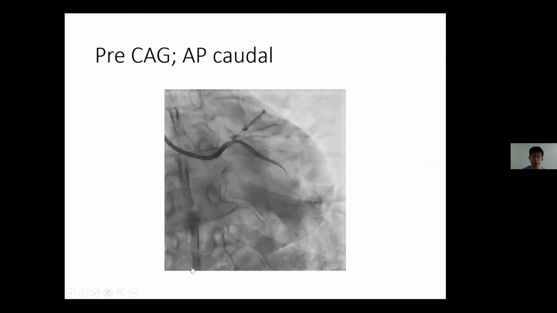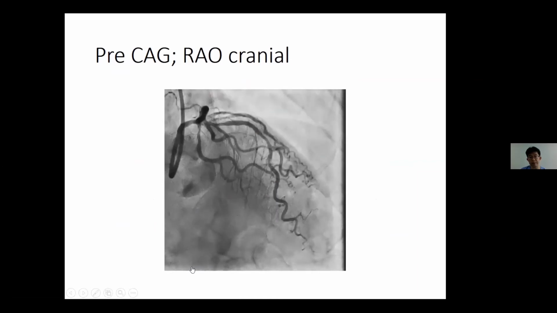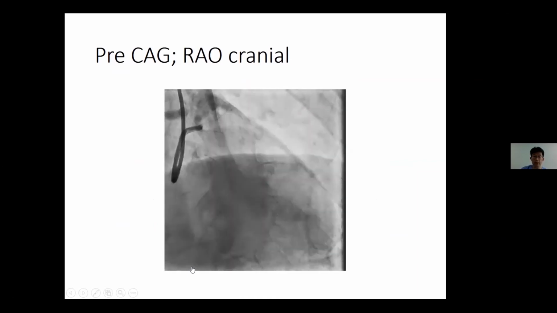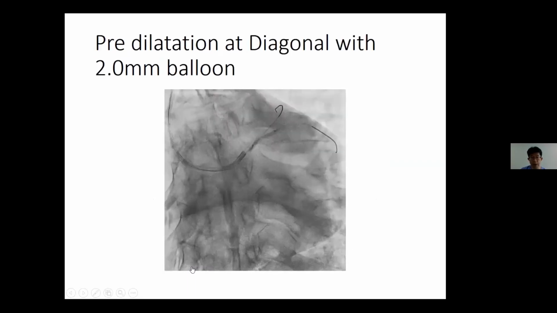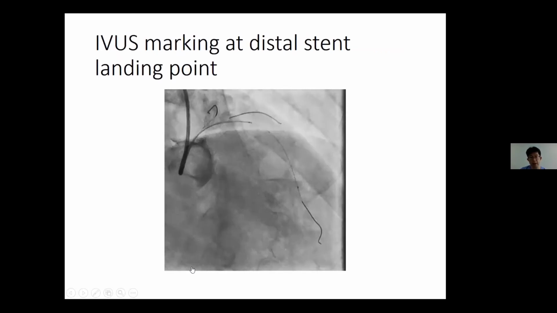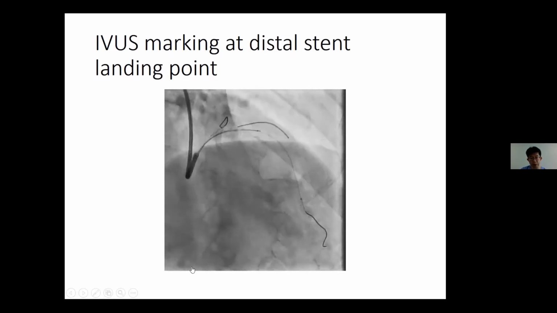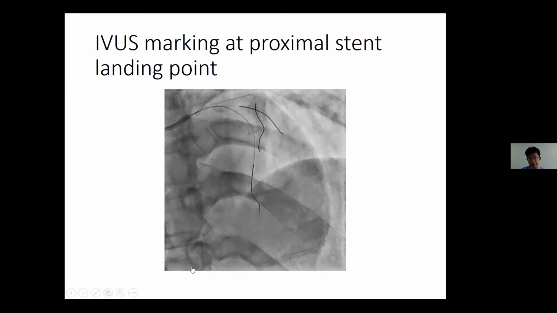This is an example case. This is an ostial LAD lesion. This is an AP caudal view, and this is an AP cranial view. First, we put the stent in the mid-circumflex position, and then we treated the ostial lesion. So first, predilation at the diagonal branch with a 2-millimeter balloon, and predilation at the LAD with a 3 millimeter balloon, and check IVUS marking. This is the IVUS marking at the distal stent landing zone, and this is the proximal landing zone. This is the Japanese style.